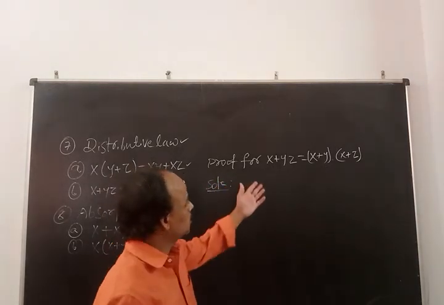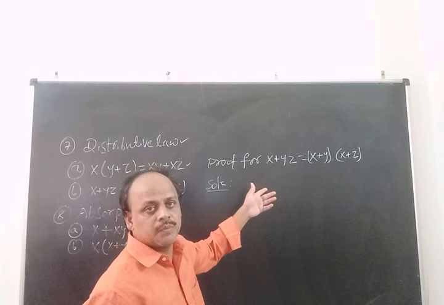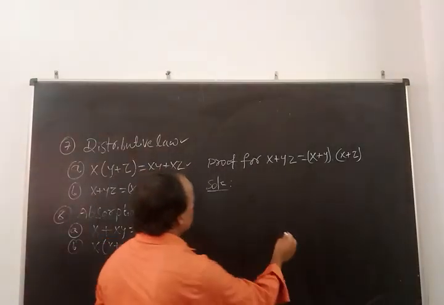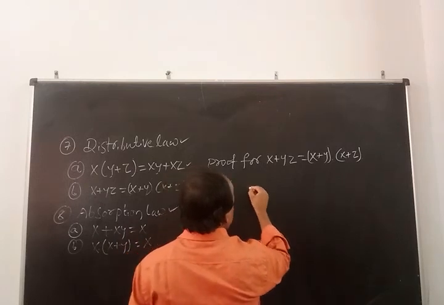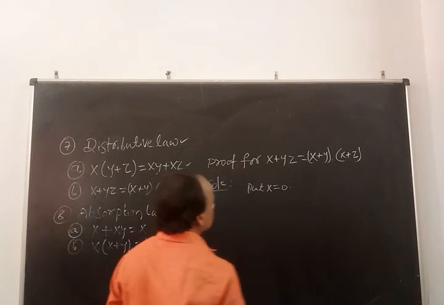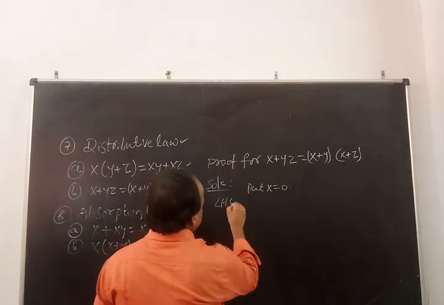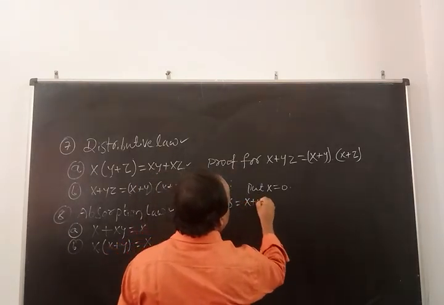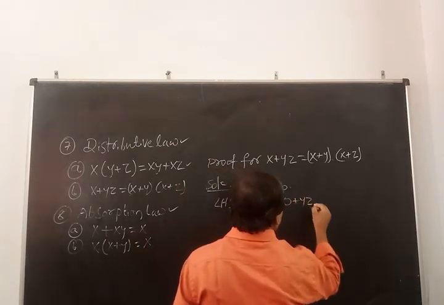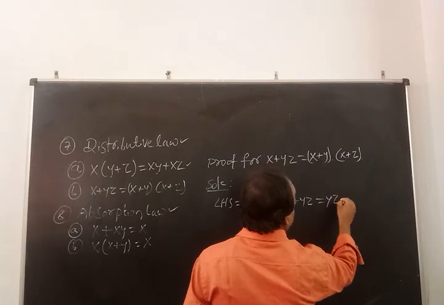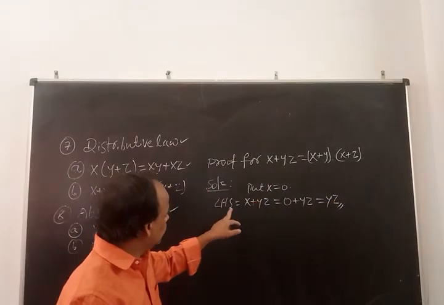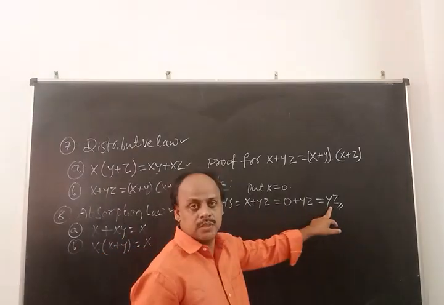We can use prove by induction method or truth table to prove this. Now prove it using the prove by induction method. So here first what we have to do, put x equal to 0. Then LHS is equal to x plus y into z, which will be equal to 0 plus y into z, which will be equal to y into z. When x is equal to 0, we get LHS as y into z.